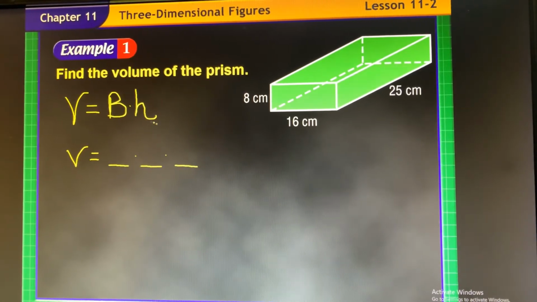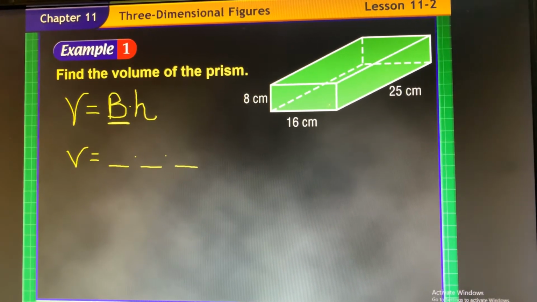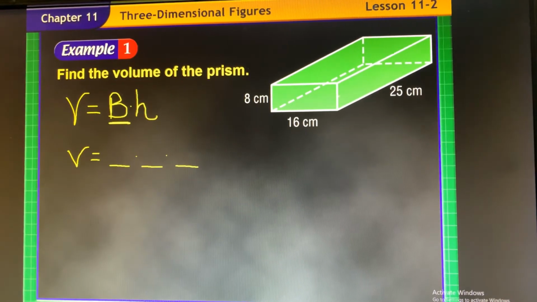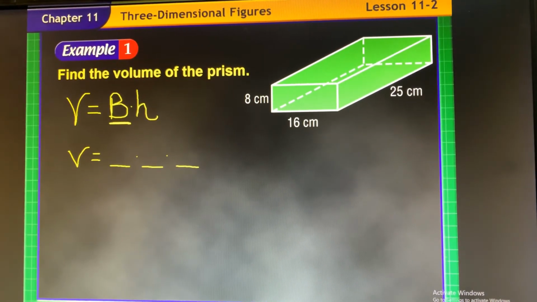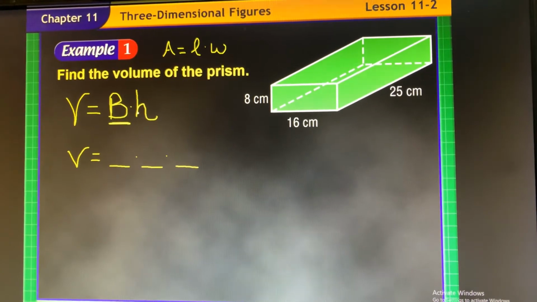Because your area of your base, notice it's capital B, it's because it carries a formula with it. So it depends on what the base is. This is a rectangular prism. So the base is a rectangle. We know the formula for a rectangle is length times width. Okay? And it's always going to be times the height of the figure.